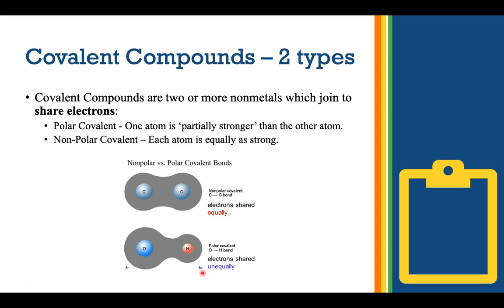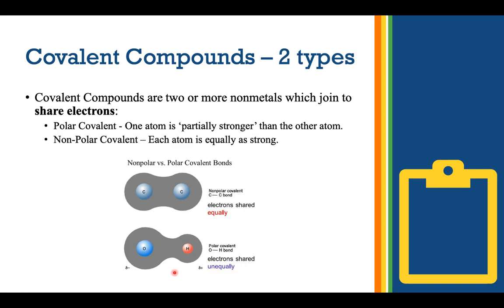Now, if you remember, an electron is always represented by a negative charge. So what the delta means is that it's partially negative. The electron's more likely to be found over here, and it's partially positive because the electron's not as likely to be found on this side where the hydrogen is. So that makes it a polar covalent. The electrons are shared unequally.